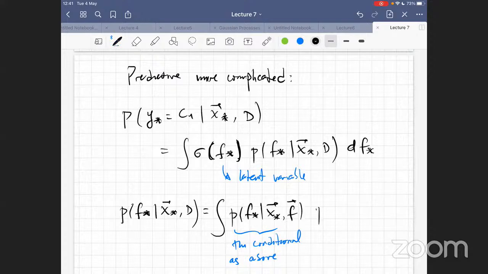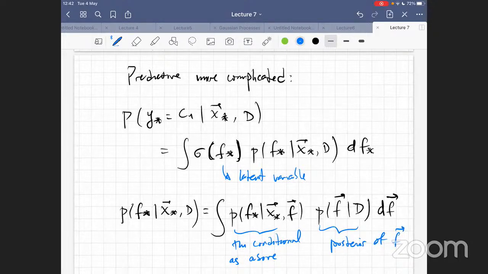And now the thing is that you do have to marginalize over all the values of the function at the training data, right? So this, if you want, is the posterior of f, these latent variables, this latent function at the training data.